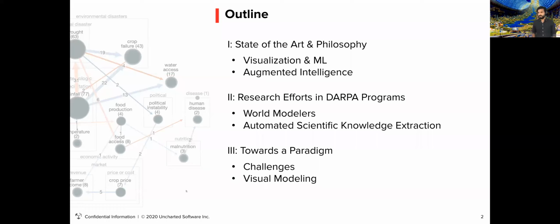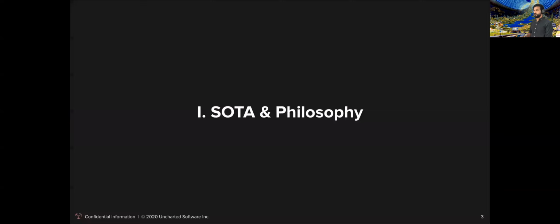The outline of the talk is, as you can probably see on the screen, there are three sections. The first is state of the art in philosophy, where I'll go over some of the recent work in visualization and ML. I'm going to talk about what I mean by augmented intelligence, which is our approach at Uncharted. Then we're going to talk about the DARPA programs that this work was developed for, particularly World Modelers and automated scientific knowledge extraction. And finally, we'll look at some challenges and we'll try to figure out what a paradigm for visual modeling might even look like.